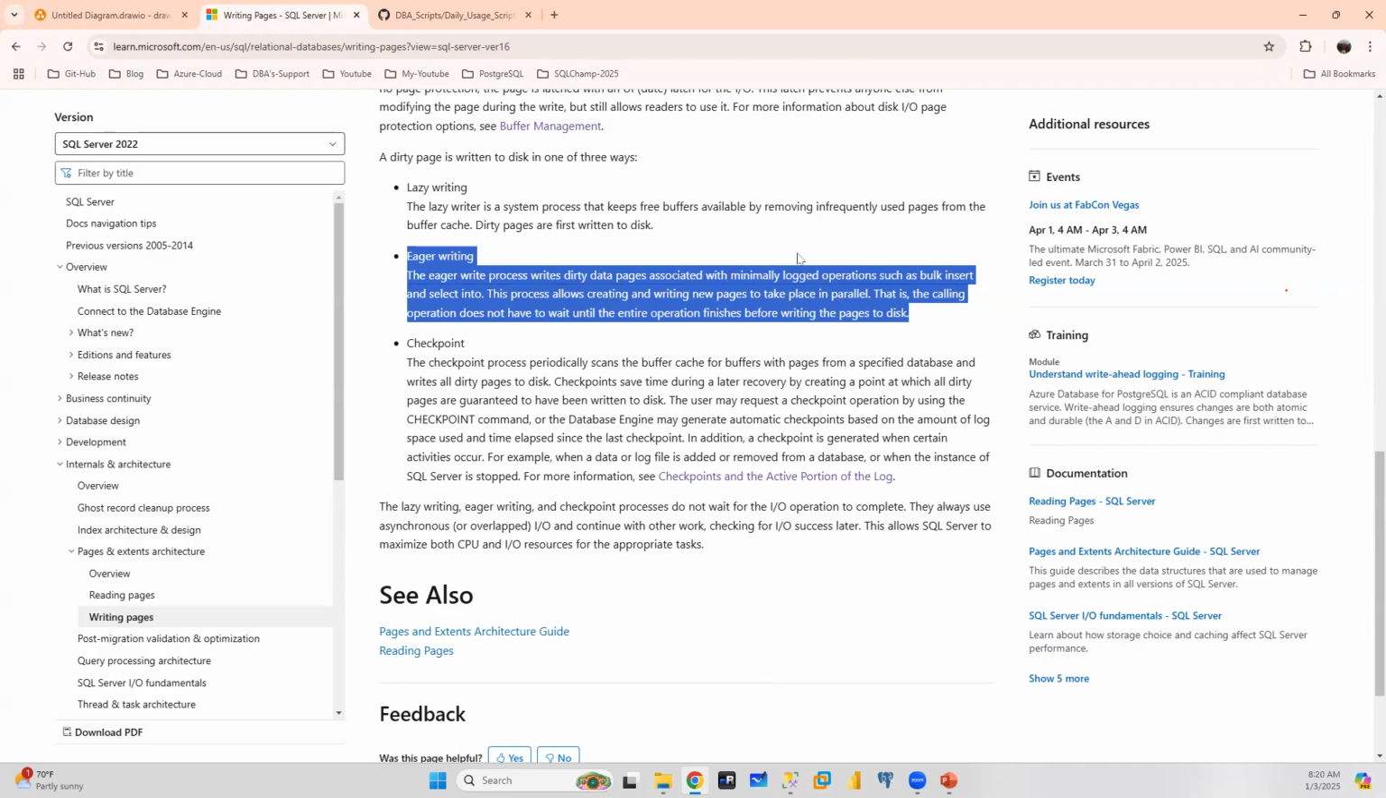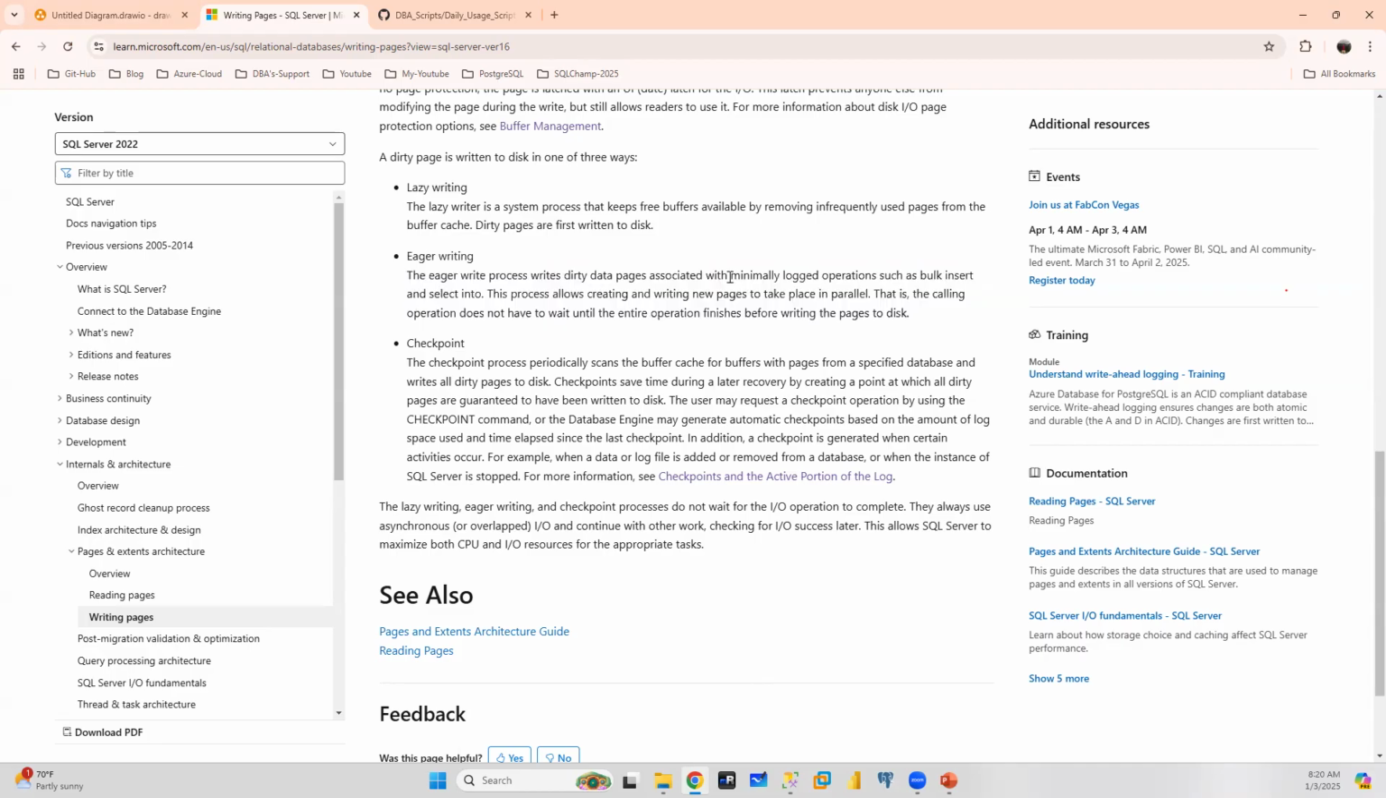But will I recommend this one? No. As a DBA, we should not recommend this one, sir. It is a little dangerous option. What do you mean by dangerous, Subbu? Very, very important is this one.